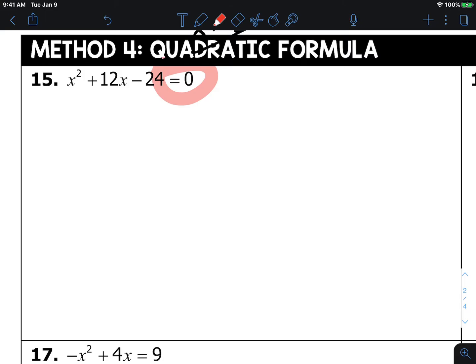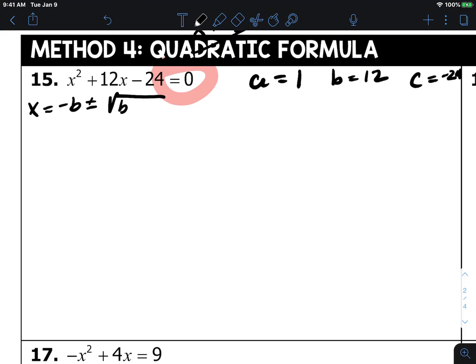So this problem's already set equal to 0, so we can just identify our A, which is what here? 1. What's our B here? 12. What's our C here? Remember to look left, negative 24. All right, so I'm going to take those three values and plug them in. What am I plugging them into again? X equals the negative boy who was all mixed up, who went to a radical party because the boy acted too square. He lost out on getting the phone numbers of four awesome chicks.